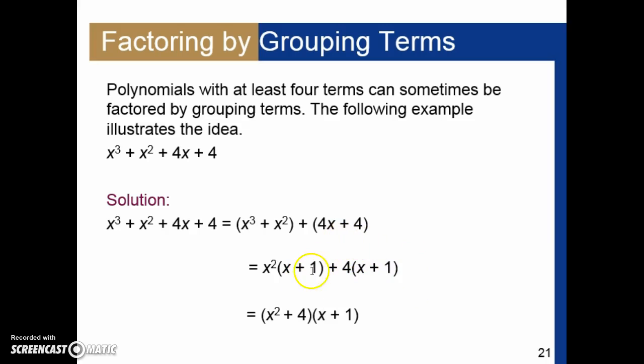And if that's a repeated factor, then what we're going to do is factor that out over this plus sign, and so we're going to factor out x plus 1, and what we're left with is x squared plus 4. So factoring by grouping is not terribly difficult. It's not something we do a lot, but we will practice that a little bit.